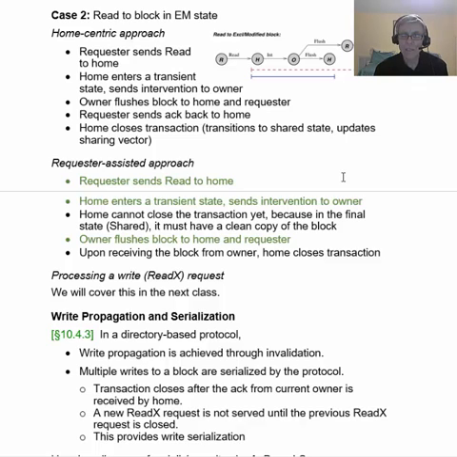On the other hand, with the requester-assisted approach, what's the same as before is in green here. So the requester sends a read to the home just like it did before. The home enters a transient state and sends an intervention to the owner. There's no difference there, but the home can't close the transaction yet because in the final state it needs to have a clean copy of the block, so it stays in the state where no other transactions can be entertained, and then the owner flushes the block to the home and the requester. Upon receiving the block from the owner, the home closes the transaction. So the home can close the transaction here. It doesn't have to wait for the requester to receive it and then respond and the home get the acknowledgement, because we're depending upon the requester to serialize transactions.